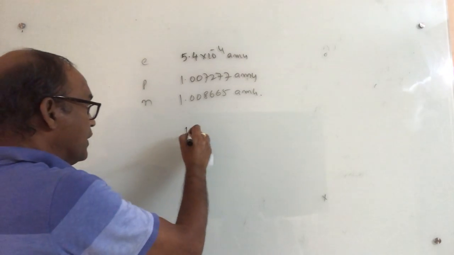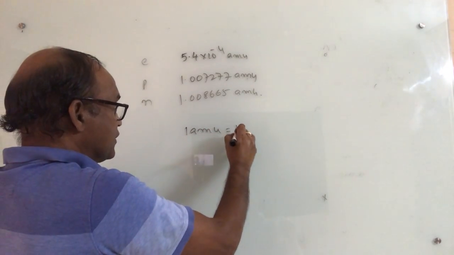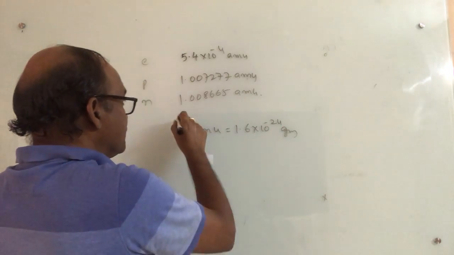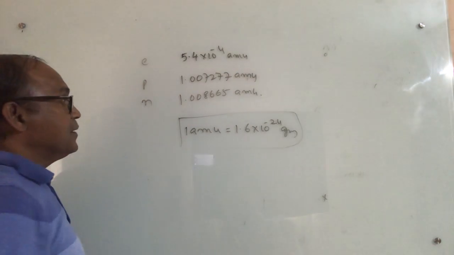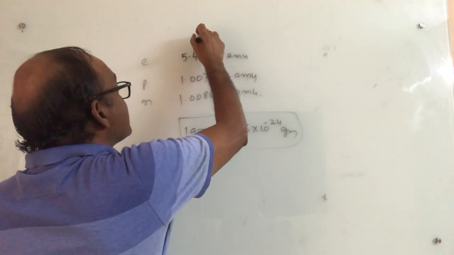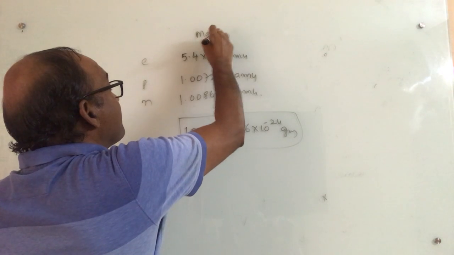So this is in terms of mu. As you know, 1 mu atomic mass is 1.6 into 10 power minus 24 grams. We can express this in grams. Charge is the mass particle.